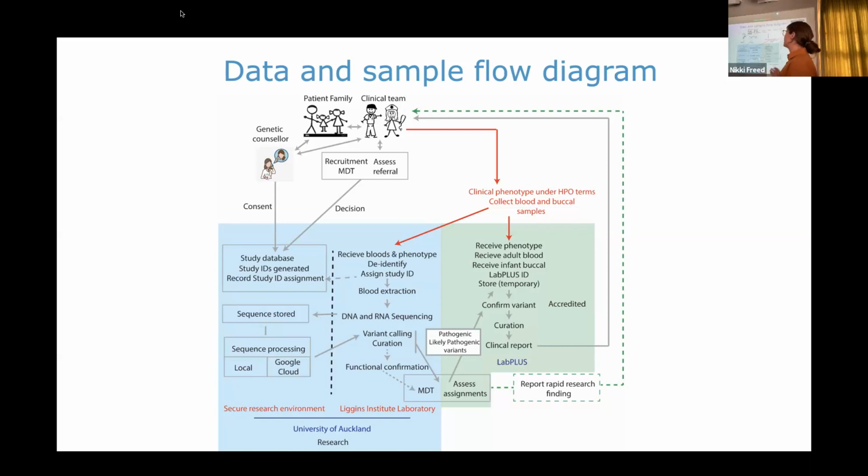This will then be sent to the clinical team as a research finding because this workflow in the blue is not accredited yet. So that will be sent to the clinical team and then also sent to Lab Plus, and they'll be performing confirmation of any variants that we find. And that will be as an accredited system that uses their standard operating procedures. And that will result in a clinical report. That clinical report will then be sent back to the clinical team. And any functional studies that we do might take a little bit longer, so that will be a secondary research finding that's sent at a later date.